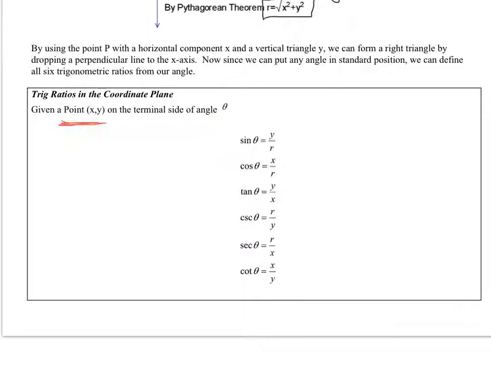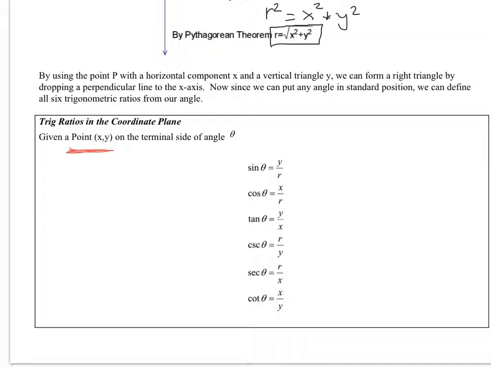And you can see the other ones are pretty much the same thing. Cosine is x over r because that's adjacent over hypotenuse. Tangent is y over x because that's opposite over adjacent. And then I just flip sine, cosine, and tangent to get cosecant, secant, and cotangent. So we actually define the trig value of different angles based on any point on the terminal ray. And that's a key thing.